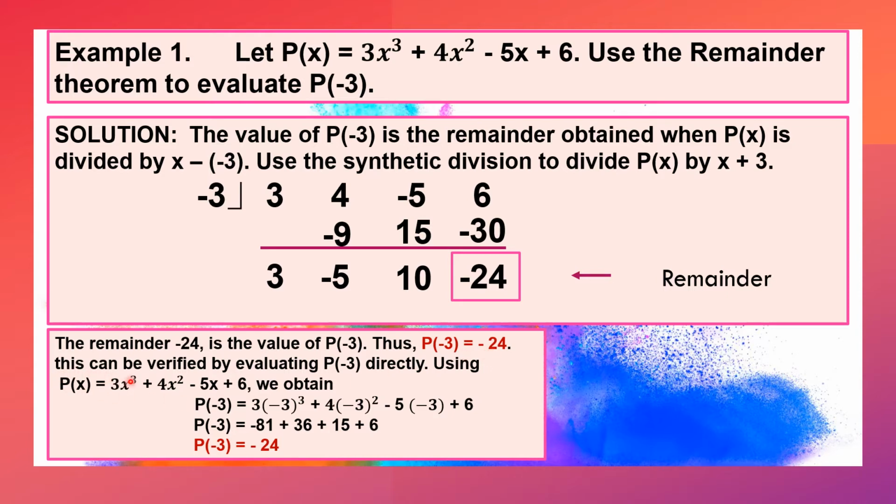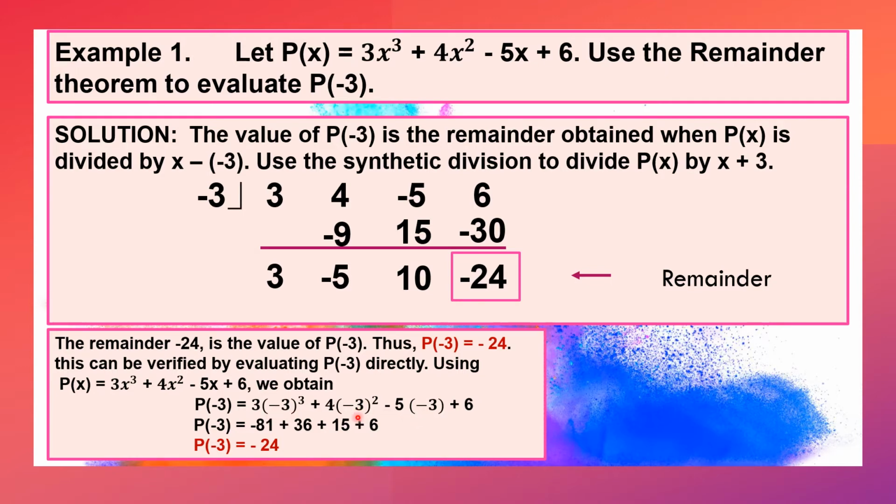And this can be verified by evaluating p of negative 3 directly using p of x equals 3x cubed plus 4x squared minus 5x plus 6. So we obtain, since our x is negative 3, just change all x here to negative 3. So kung mapapansin nyo, lahat ng x ay pinalitan ko ng negative 3.